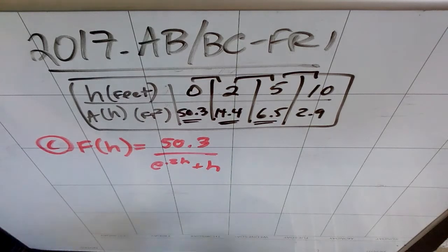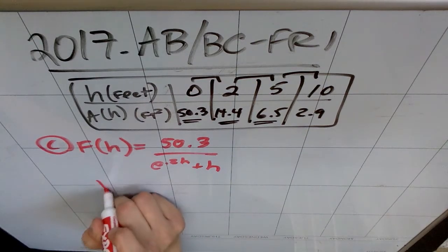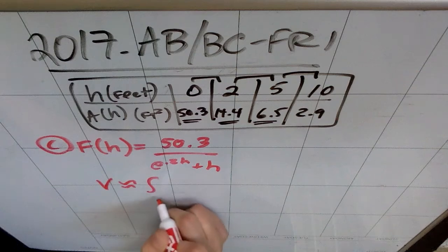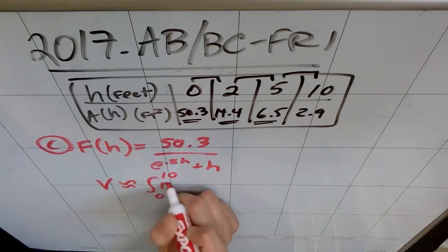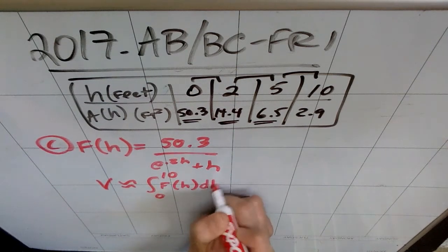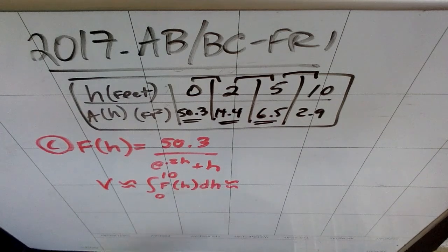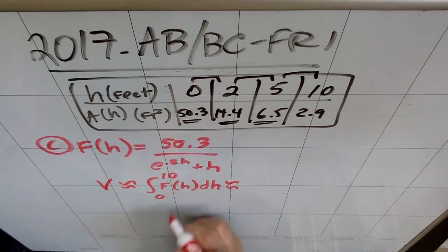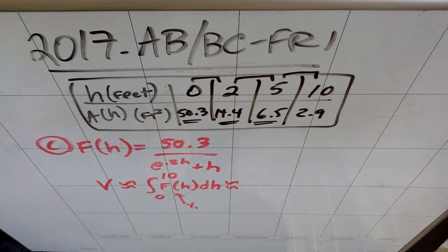From 0, it's 10 units tall is how tall the tank is. So using this estimate, the volume is approximately the integral from 0 to 10 of f of h dh, right? Now I'm going to make my calculator do this. There's no reason for me to do it, so I'm going to put this in as y1 in my calculator. Instead of using h's, I'm going to use x.